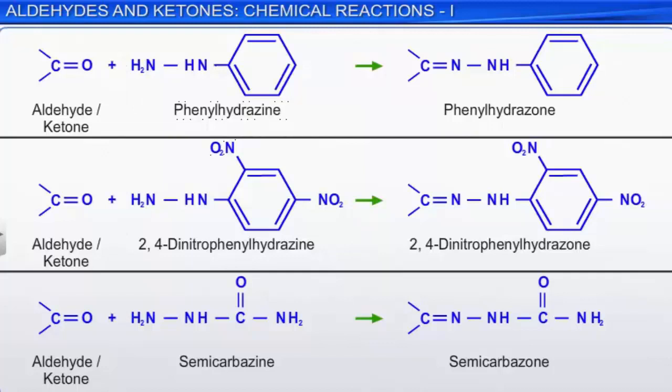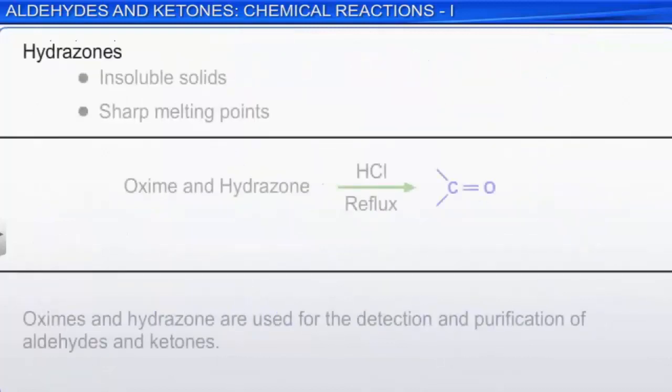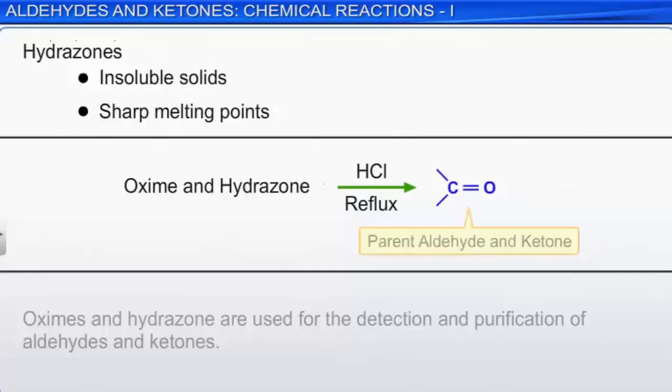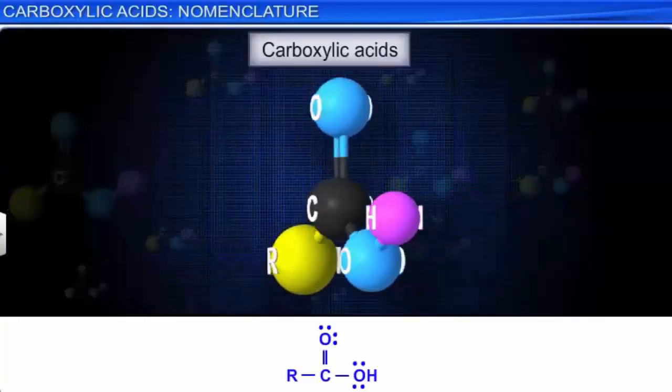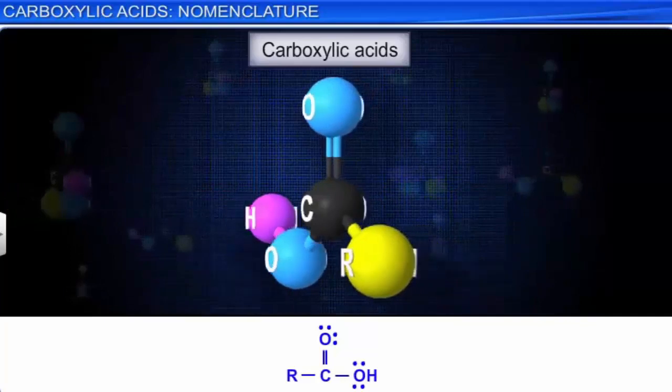Hydrazones are usually insoluble solids with sharp melting points. Moreover, oximes and hydrazones, when refluxed with dilute hydrochloric acid, regenerate the parent aldehyde and ketone. Hence, oximes and hydrazones are used for the detection and purification of aldehydes and ketones.